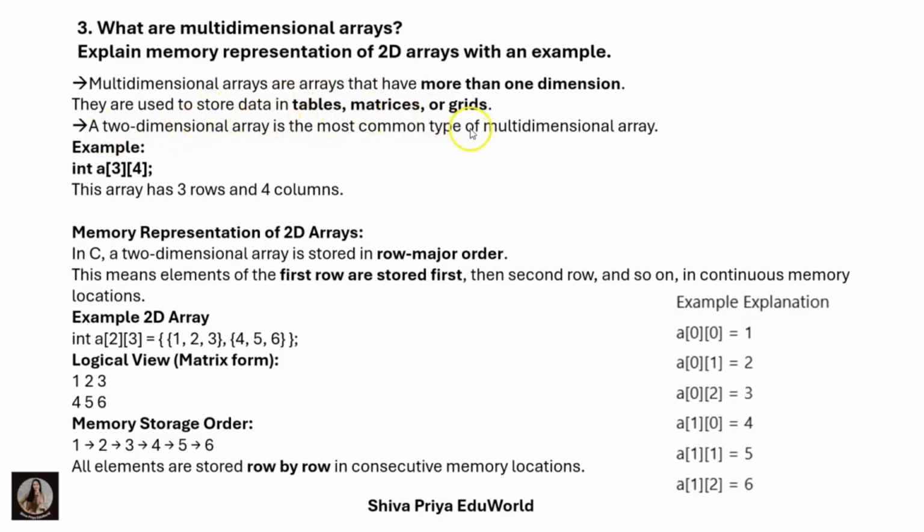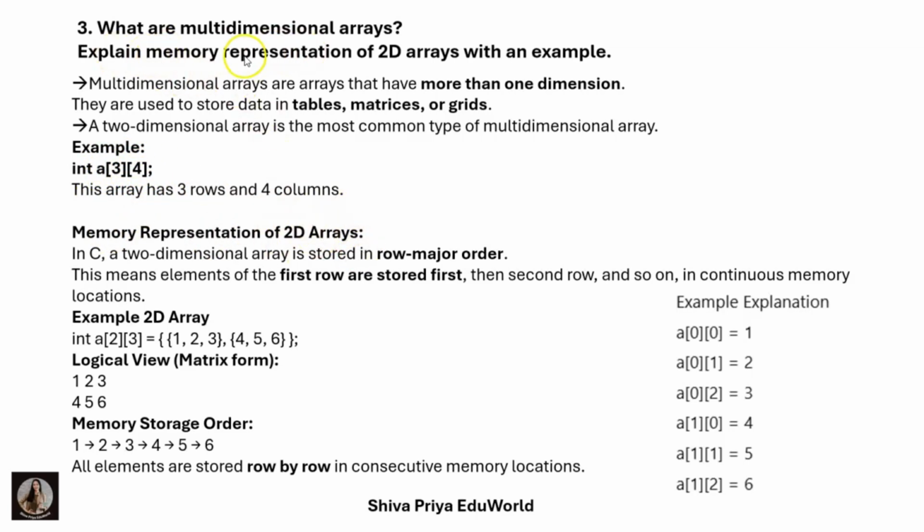A two-dimensional array is the most common type of multidimensional array. For example, a 2D array is also an example of a multidimensional array, and it is the most commonly used one. For example, int A[3][4]. Here we have 3 rows and 4 columns. This array has 3 rows and 4 columns. Clear with this?